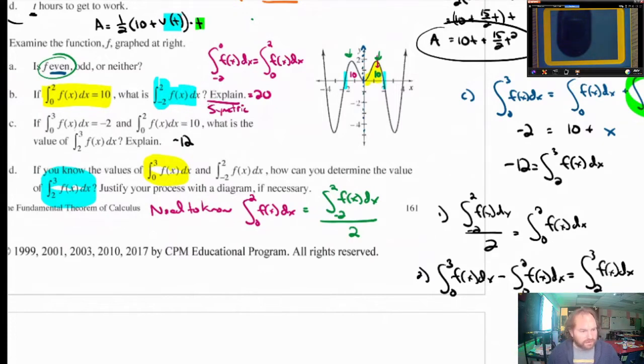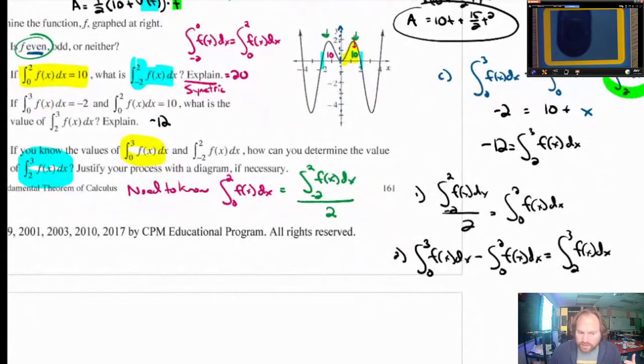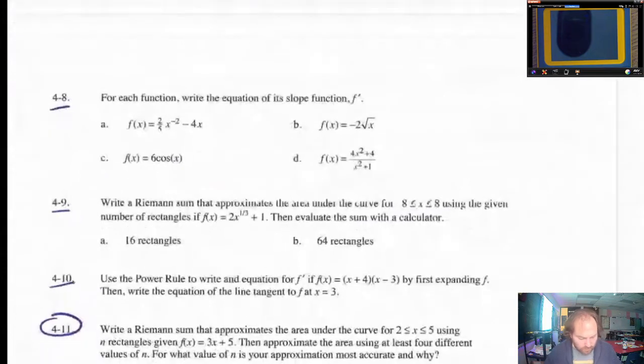That's kind of the process of this problem. Again, the sooner you can get used to the notation, the easier time you'll have going forward with this. Okay, let's do some more review questions.